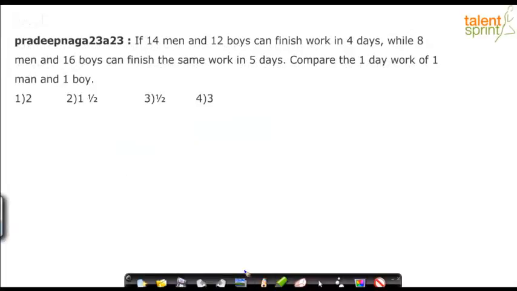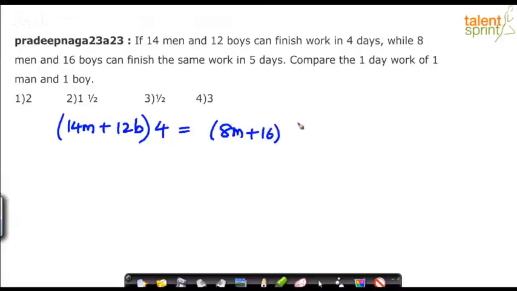Next question from Pradeep, time and work. 14 men and 12 boys can finish your work in 4 days. So 14M plus 12B in 4 days, while 8 men and 16 boys can finish the same work in 5 days. Compare the 1 day work of 1 man and 1 boy. So basically 14 men and 12 boys can finish in 4 days. The same work can be finished by 8 men and 16 boys in 5 days. This is the total work. Simplify. What is there in it?